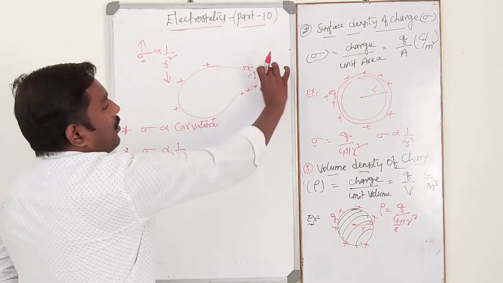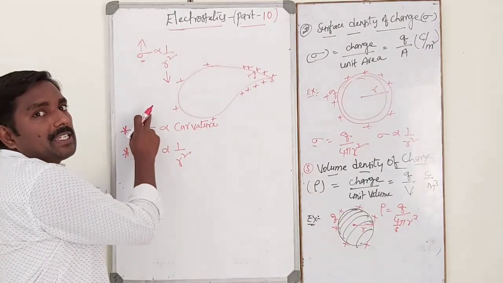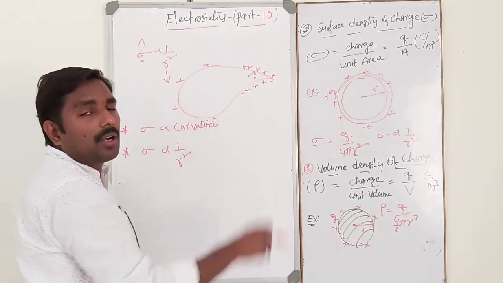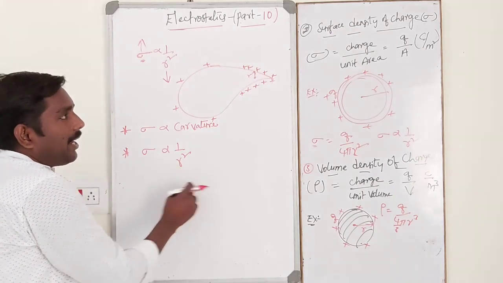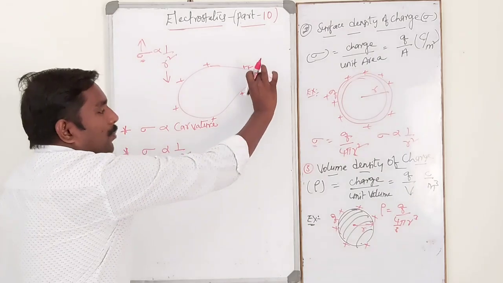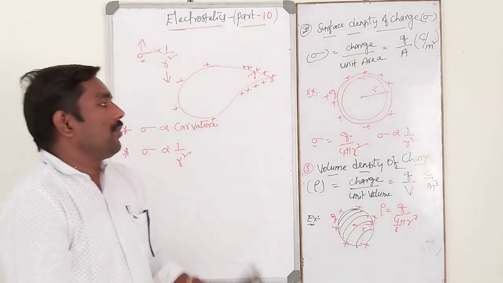Curvature, like this. This is the curvature. Curvature increases, sigma increases, because at corner points more charges will be stored. Okay, in that situation, radius will be small. Curvature increases, radius will be small. Okay, this is the important one.